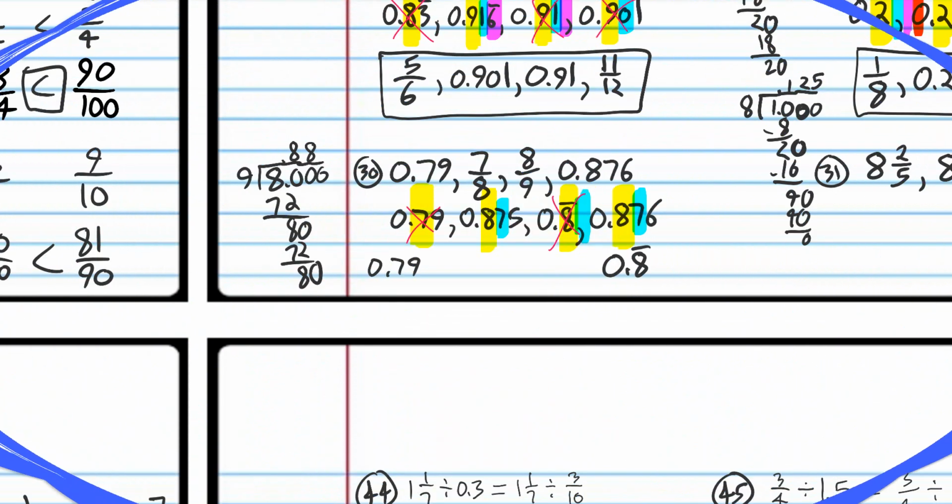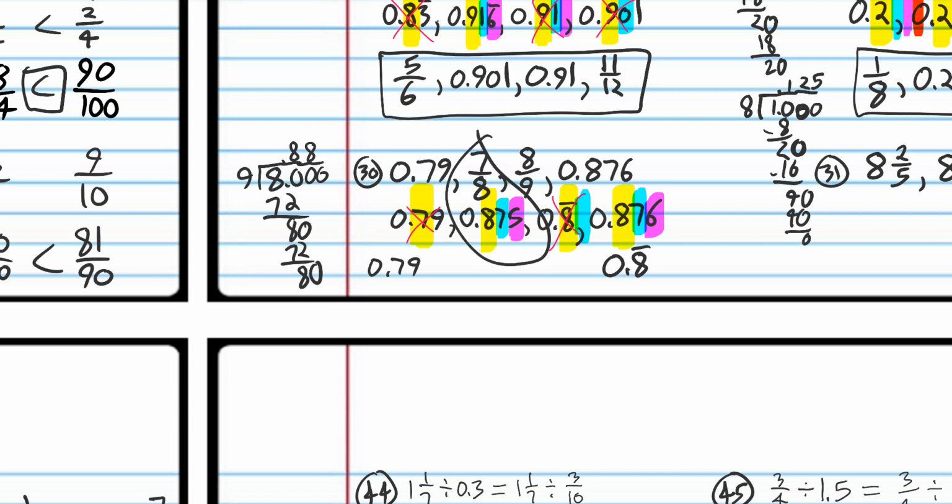And we have to go on here with another color. So we have a 5, and then we have a 6. So the one with the 5 is going to be the smaller number, and that is 7/8. And then the next biggest number is 0.876. So if you got that order, good job.